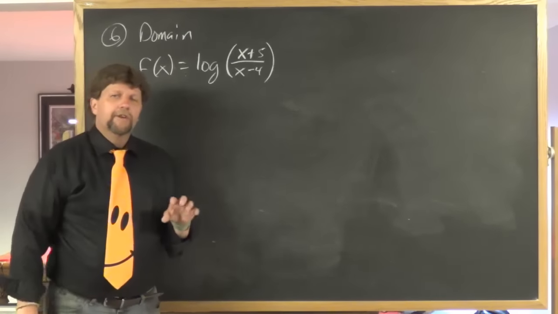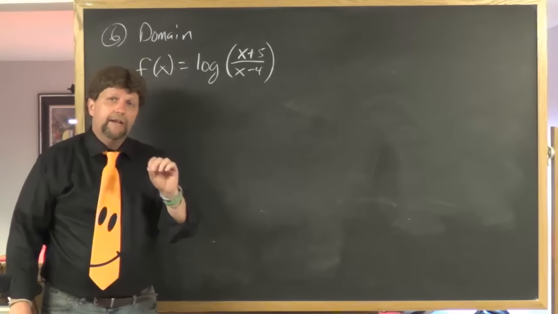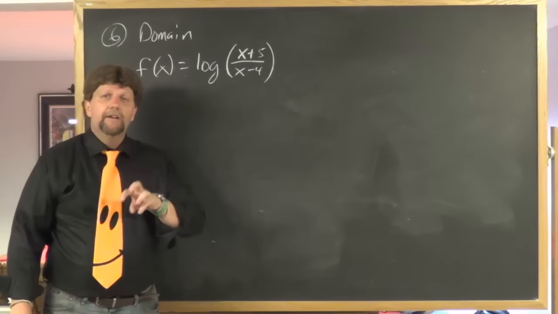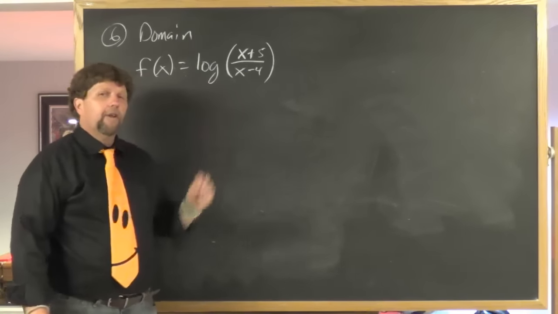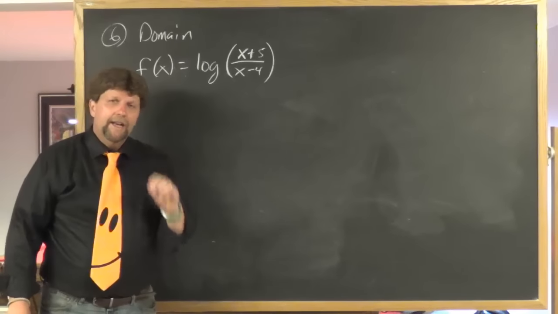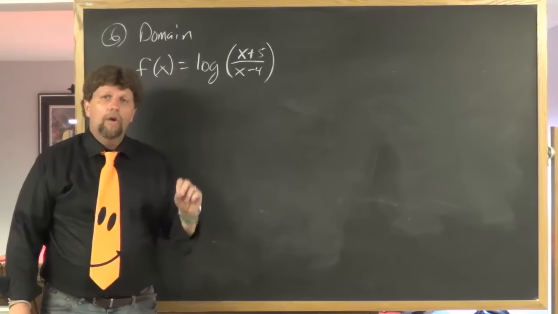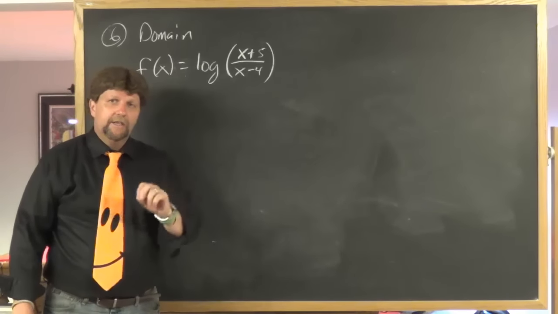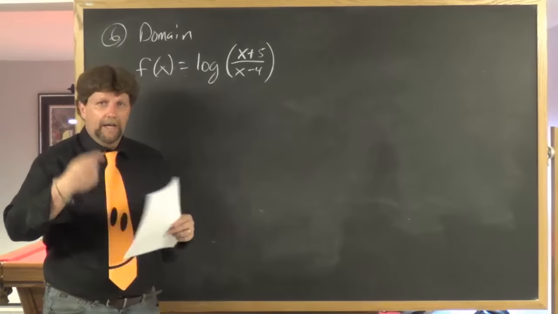Folks, we have a log function. We got to remember those bad things in function land. Remember, you can't divide by 0. You can't have a negative number appear under an even indexed radical. And here for logarithms, you cannot take the log of 0 or a negative number. You cannot take the log of 0 or a negative number. So there's a lot going on here.